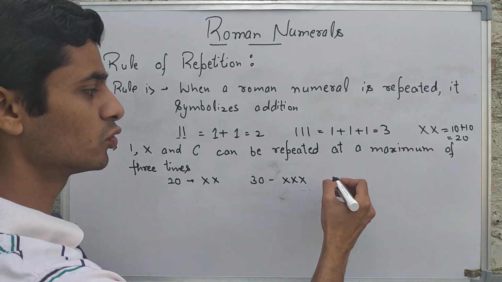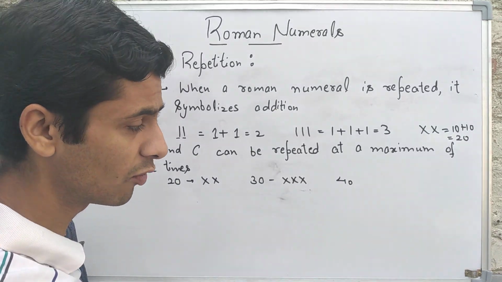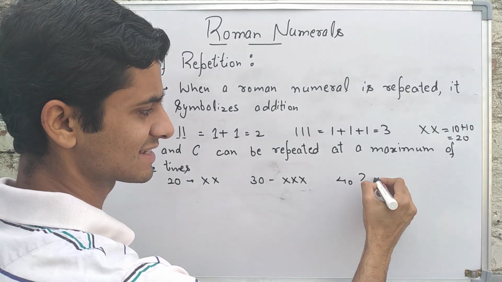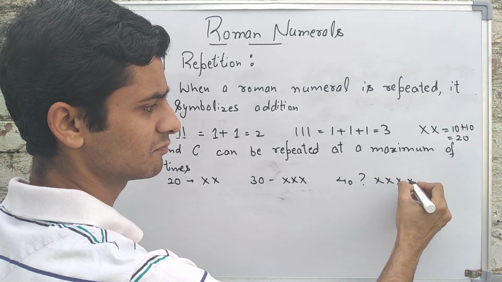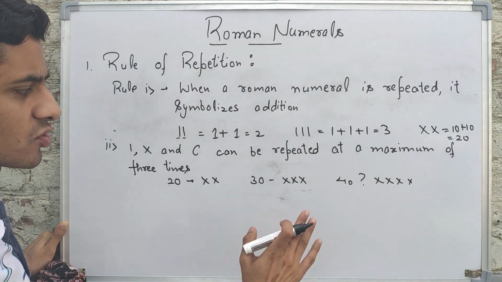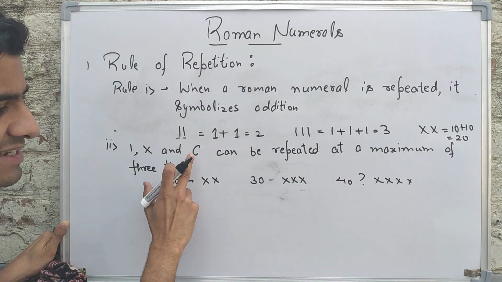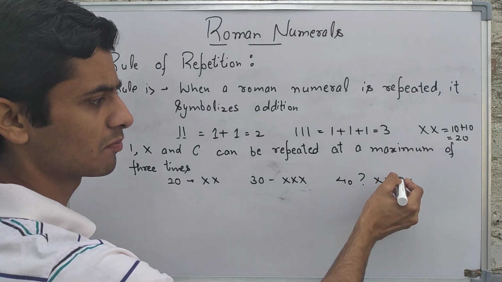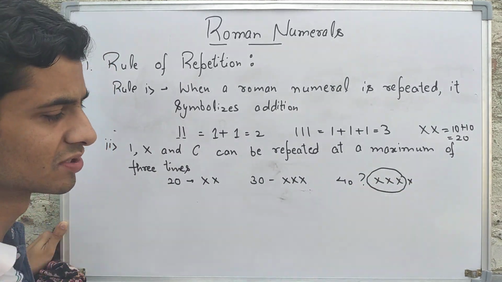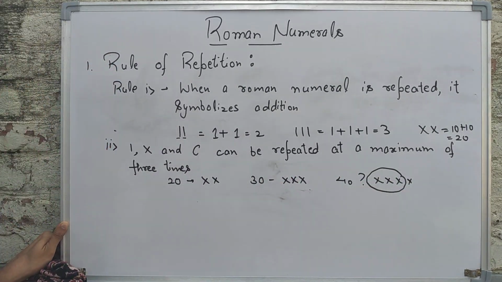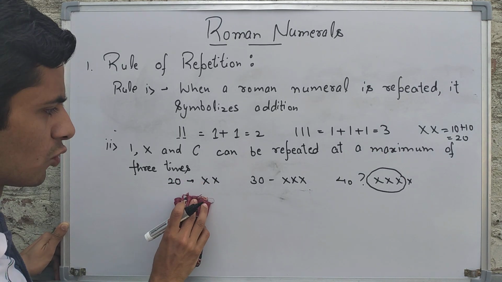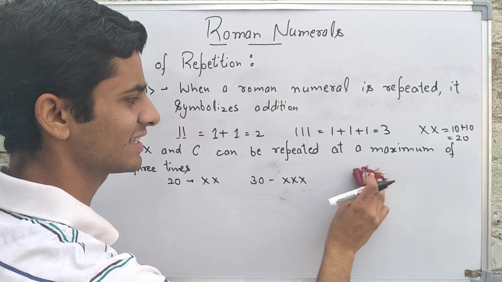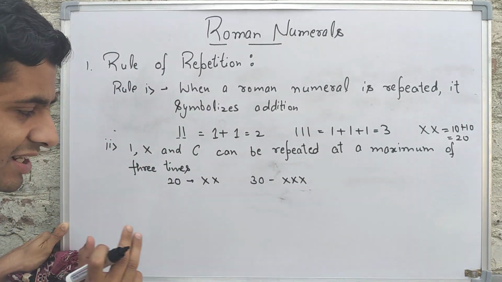But if I ask you to write 40, how will you write? Can you write it as X 4 times? No. This rule says that I, X and C can be repeated at a maximum of 3 times. For this, we have to devise some other way around. Okay, so the second rule is I, X and C can be repeated at a maximum of 3 times.